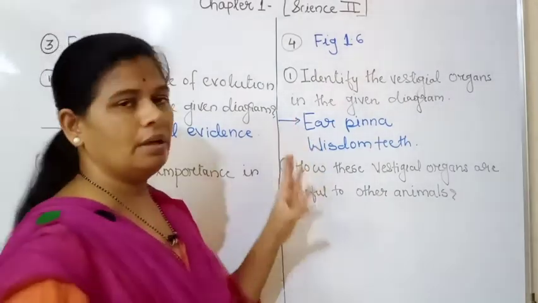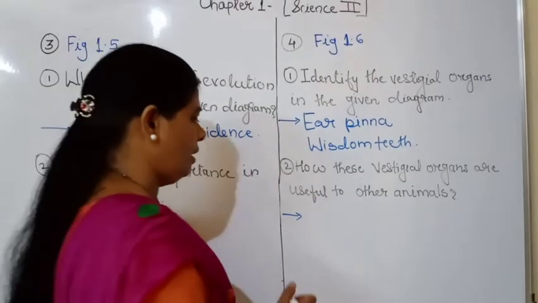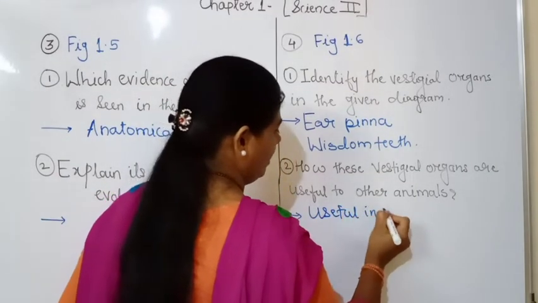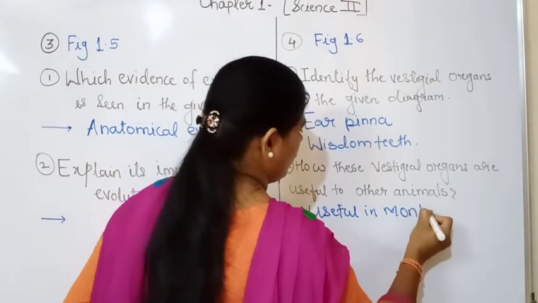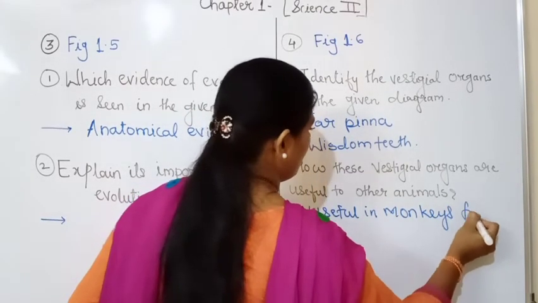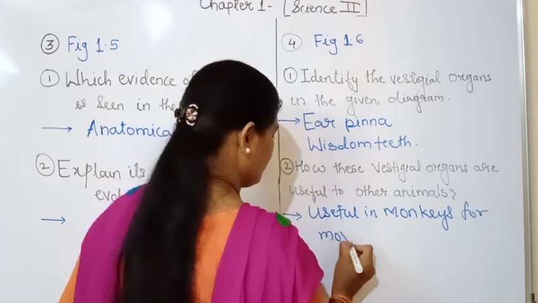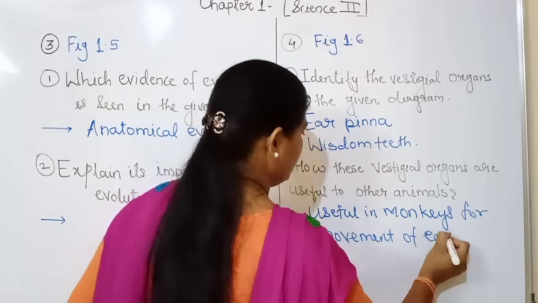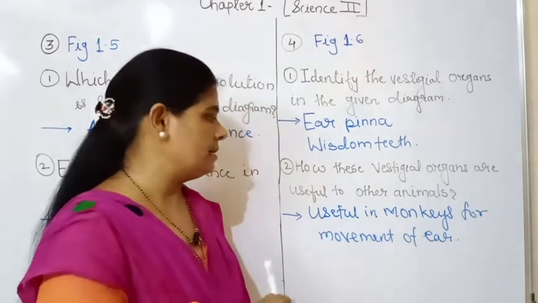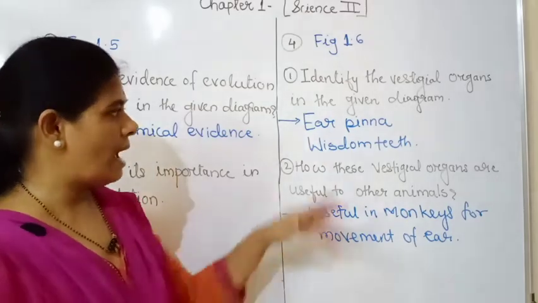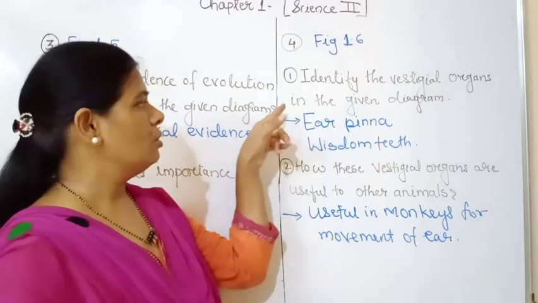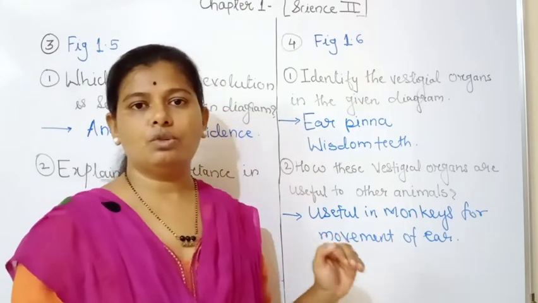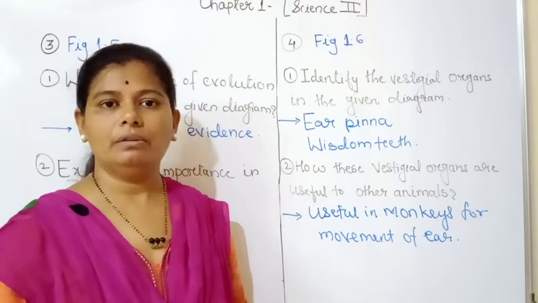Here, regarding the ear pinna, it is useful in monkeys. For what purpose? For the movement of the ear. Okay, in this way, as there are two diagrams, so two vestigial organs, it may carry 2 marks, and this will be for 1 mark. In this way you can complete this activity, which will carry 3 marks.